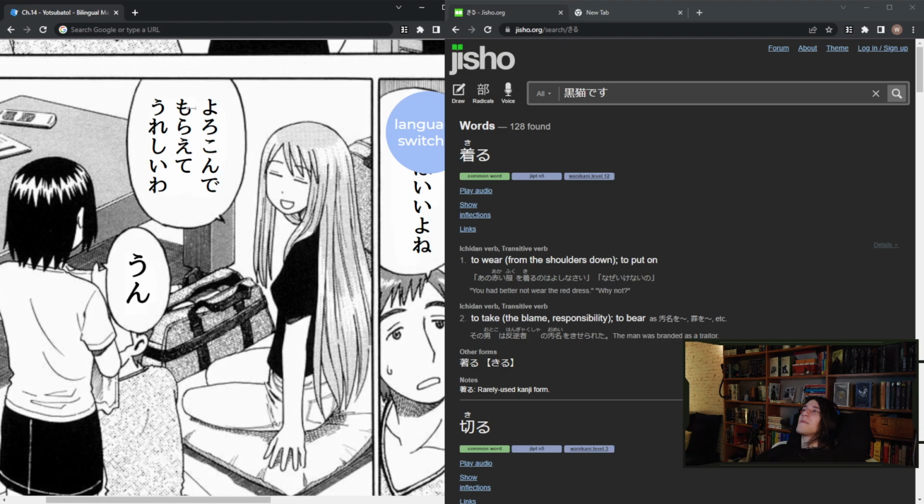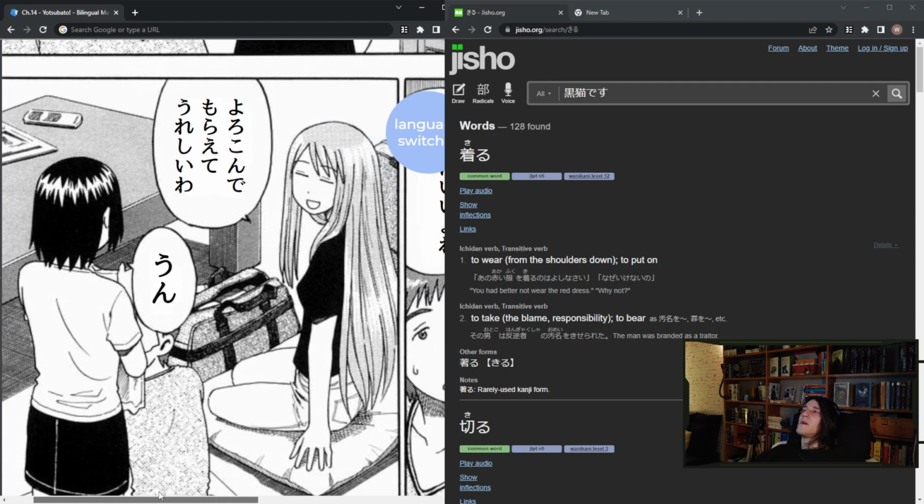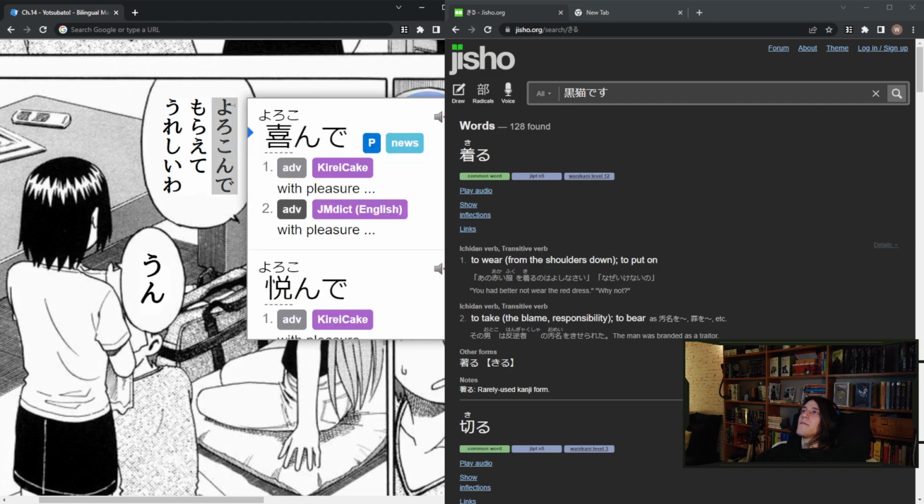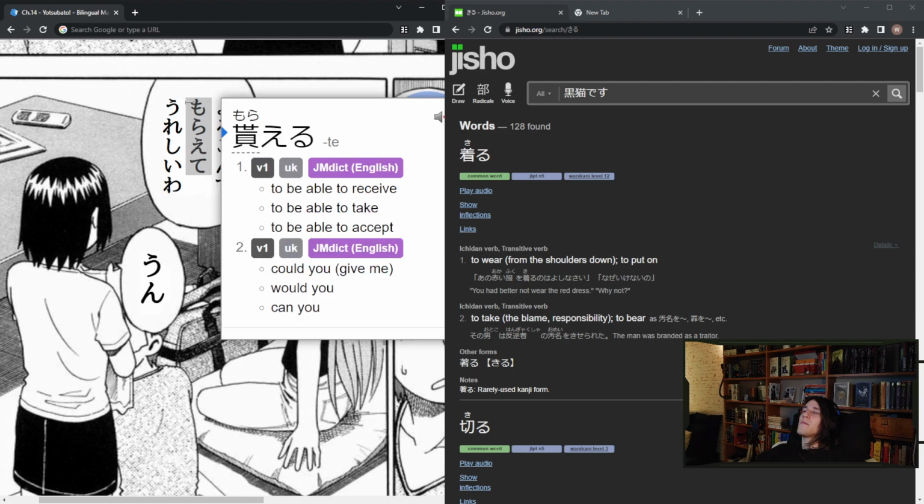Yorokonde moraete ureshii wa. Okay, I should know these words. These are simple words or basic words, but I don't remember. Yorokonde moraete. So morau is to have or like to get. Ureshii, like happy. Yorokonde. So something like you're happy from what you got. I'm glad you like it. Okay. Yorokonde, with pleasure. Okay, yorokonde, to be able to.